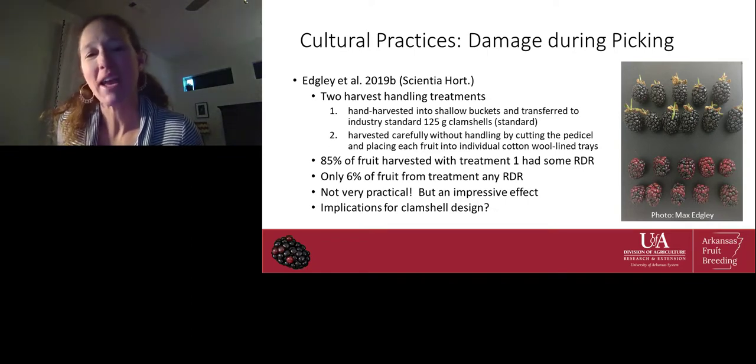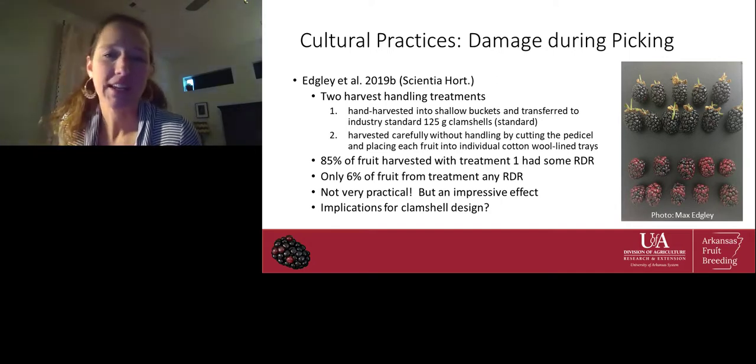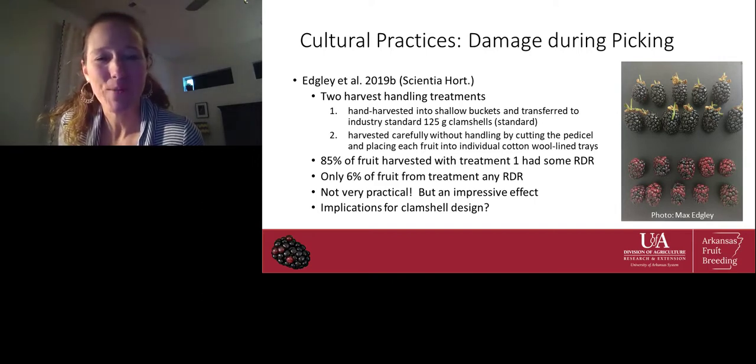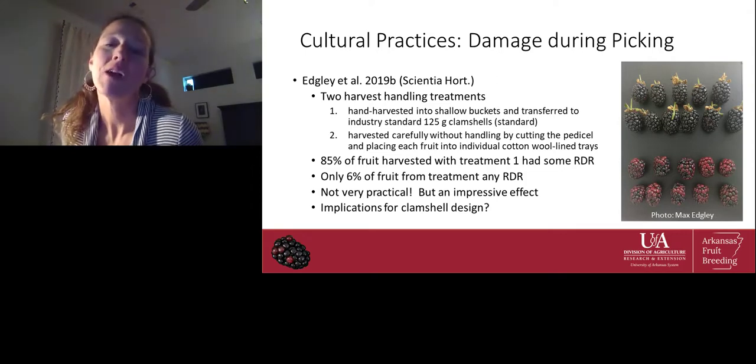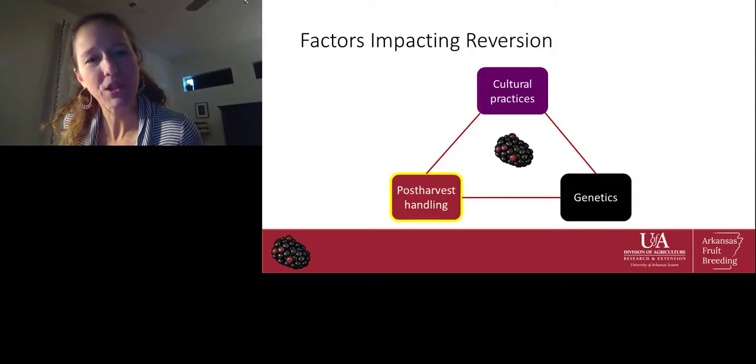We know that there's mechanical damage happening during the harvest practice, and so are there implications for clamshell design? That's one thing he suggested. It's also something you could tell your pickers about, not being too rough with the fruit. Obviously, you're not going to be picking like treatment number 2, but we know that damage during picking is one thing that contributes to red drupelet reversion. So the next area I want to talk about is research on post-harvest handling.